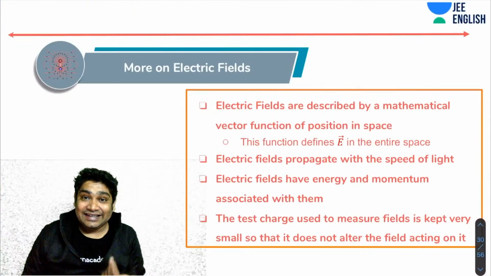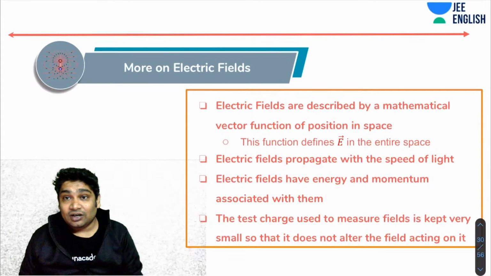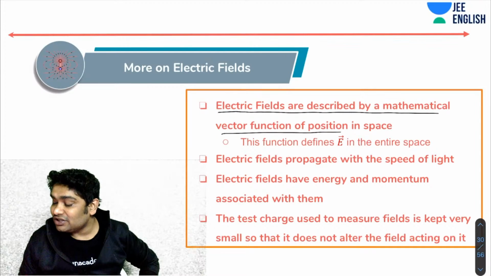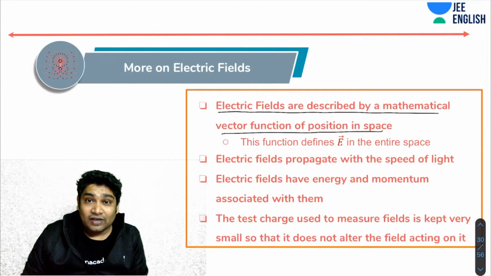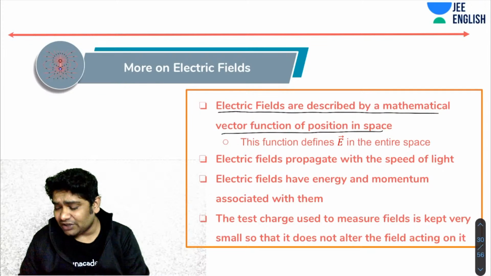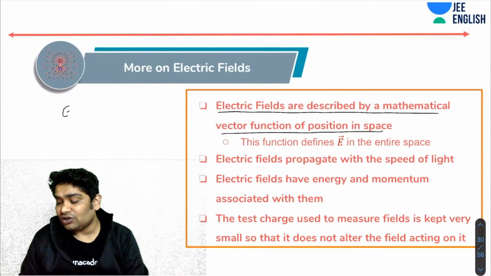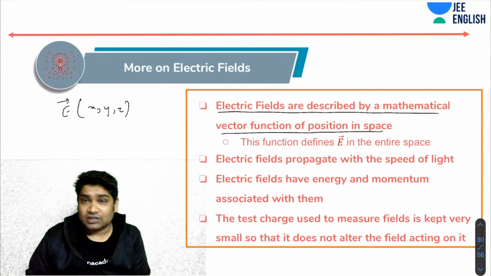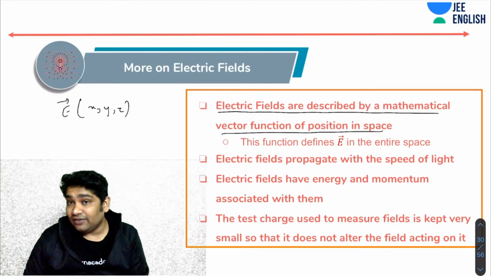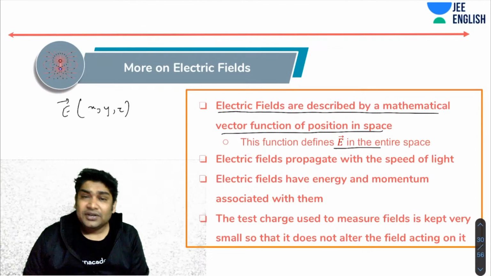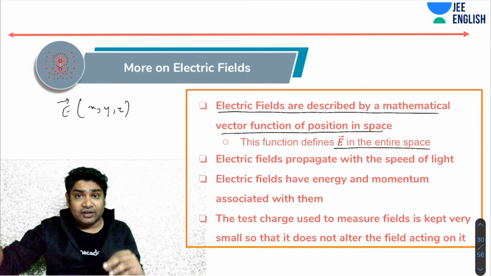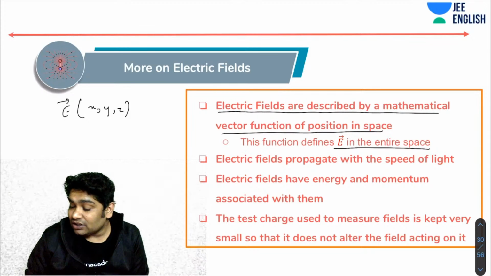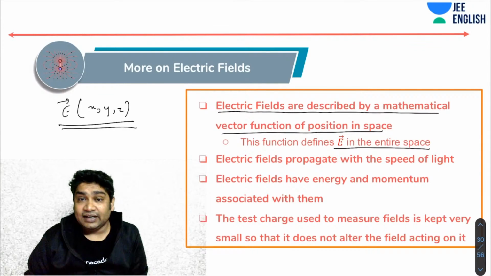Okay. Next, let's talk a little bit more about fields. Electric fields are described by mathematical vector functions as a function of position in space. So usually you have electric field as a function of position, x, y, z coordinates. That is how you define the electric field in space. Next, this function defines E in the entire space. Usually the fields extend from any point to infinity, so in an infinite region these fields extend. With an electric field function, you can define it for any point in the entire space.